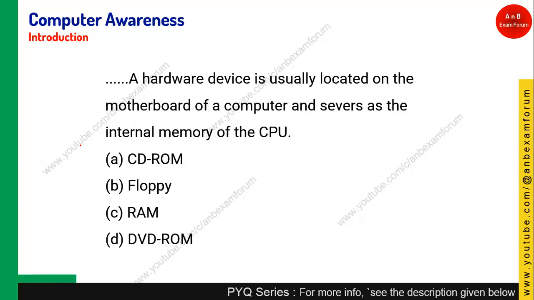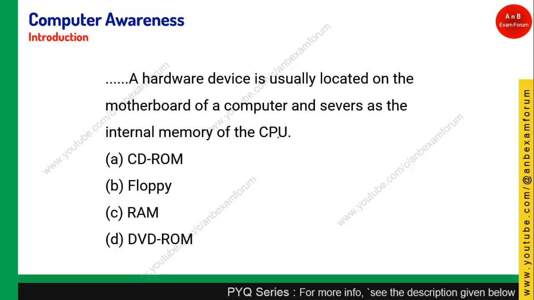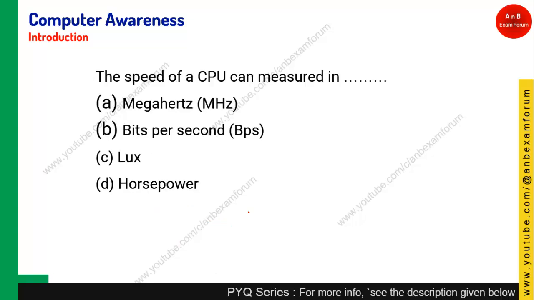Coming to the next question. A hardware device is usually located on the motherboard of a computer and serves as internal memory of the computer. So these are the four hardware options, one of which is found on the motherboard and serves as an internal memory. RAM is basically an internal memory. It is also known as primary memory, and option C is the right answer.